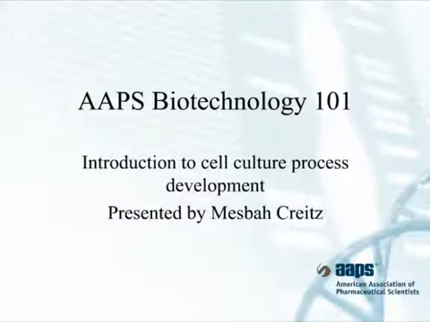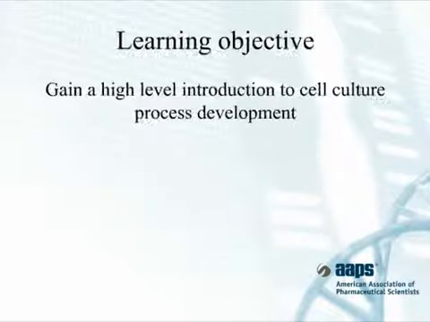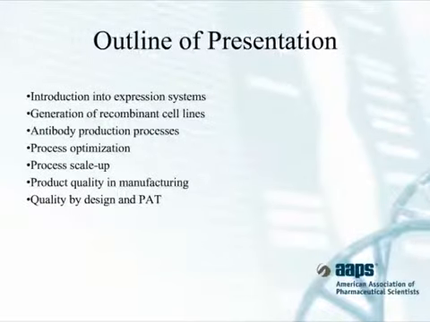The learning objective of this module is to gain a high-level introduction to cell culture process development. I want to take a moment to outline the course. We will be covering introduction into expression systems, generation of recombinant cell lines, antibody production processes, process optimization, process scale-up, product quality in manufacturing, and finally, quality by design and PAT.